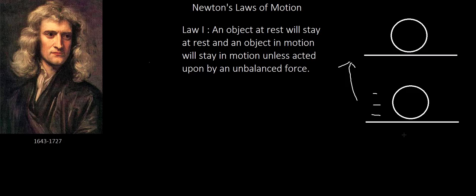Now there are actually two of them. One is friction with the ground, and the other is something called air resistance. Friction will slow down the ball, and air resistance slows it down even more. And eventually, after some time, it'll stop.